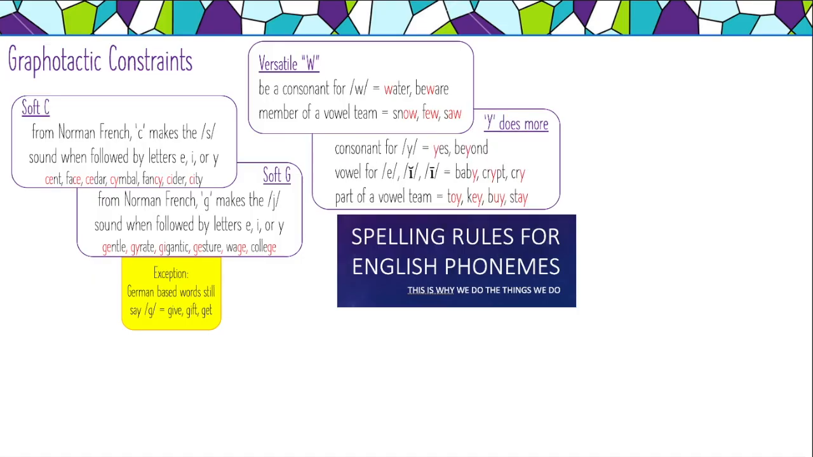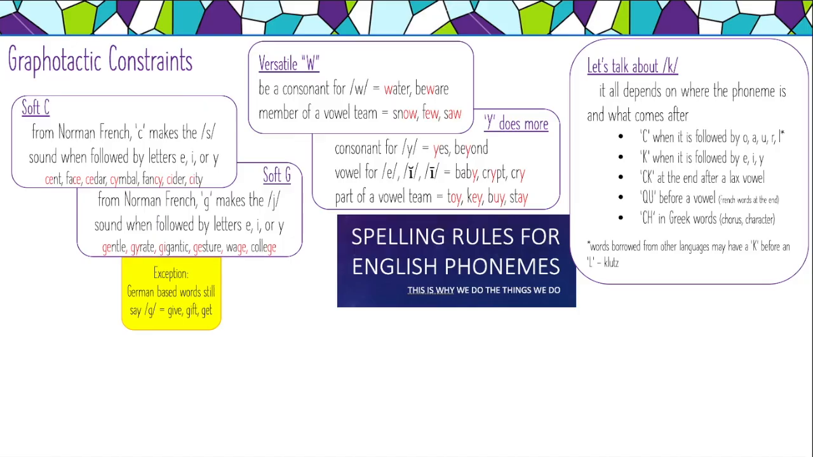And then you have Y, which does a little bit more but is very similar. If it's at the beginning or the middle, it's going to say its Y sound. And then, of course, it can represent E or I at the end of a syllable, and it can also be part of a vowel team at the end. You are not going to make the Y sound at the end of a word. So when you see Y at the end of a word, it's more than likely part of a vowel team.